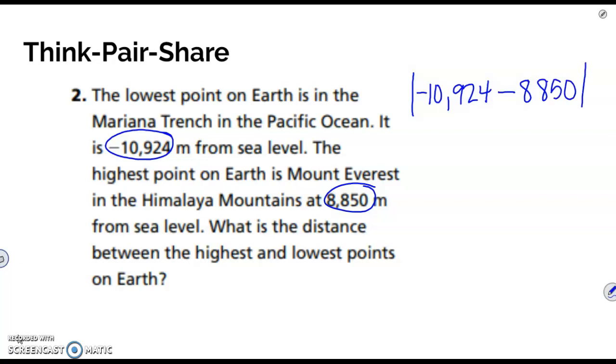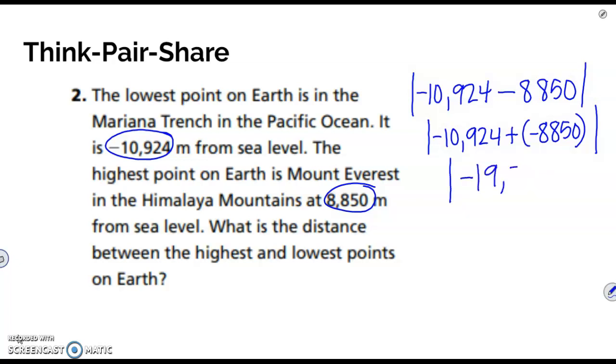We have to first rewrite this as an addition problem. So that's negative 10,924 plus negative 8,850. Remember, you always add the opposite sign. Our signs are the same, so we're going to add. That's 10,924 plus 8,850. That's the absolute value of negative 19,774. That means the distance between the highest and lowest points is 19,774 meters.